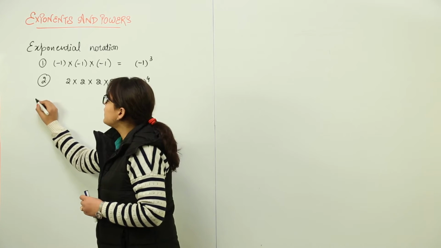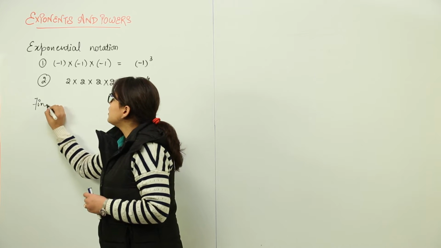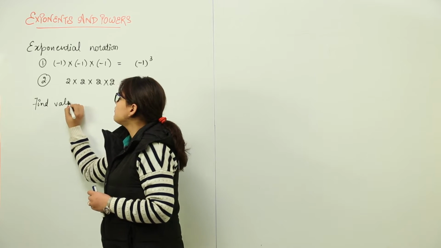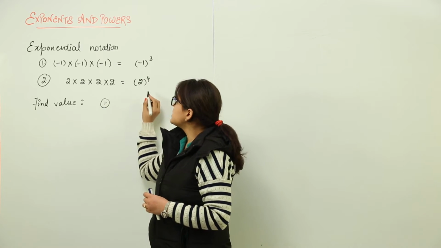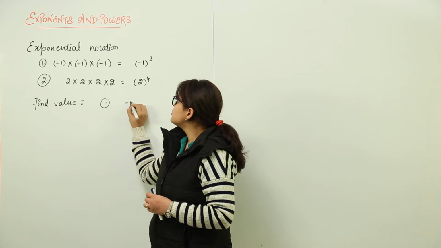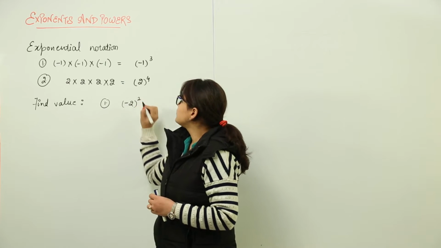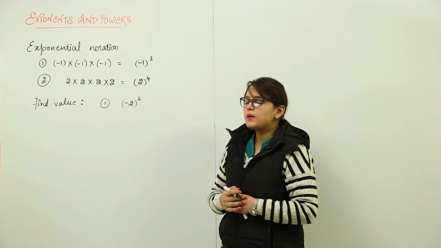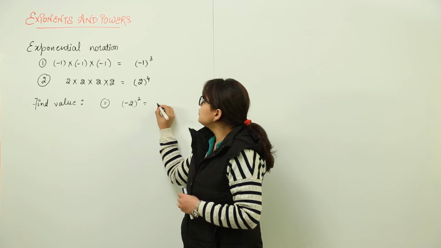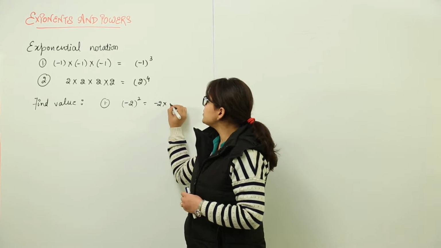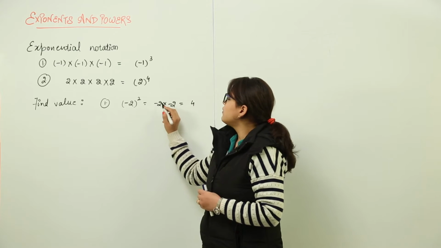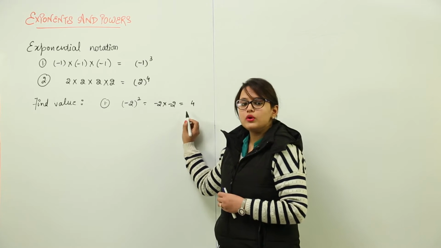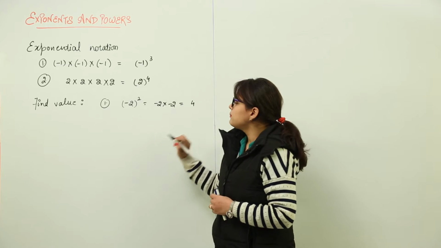Now, how do you find the values? If you are given the question, find the value of, the first question, let's take minus 2 raised to power 2. How would you find the value of minus 2 raised to power 2? It would be equal to minus 2 into minus 2, which is equal to 4. Why? Because 2 into 2 becomes 4 and minus into minus becomes plus.